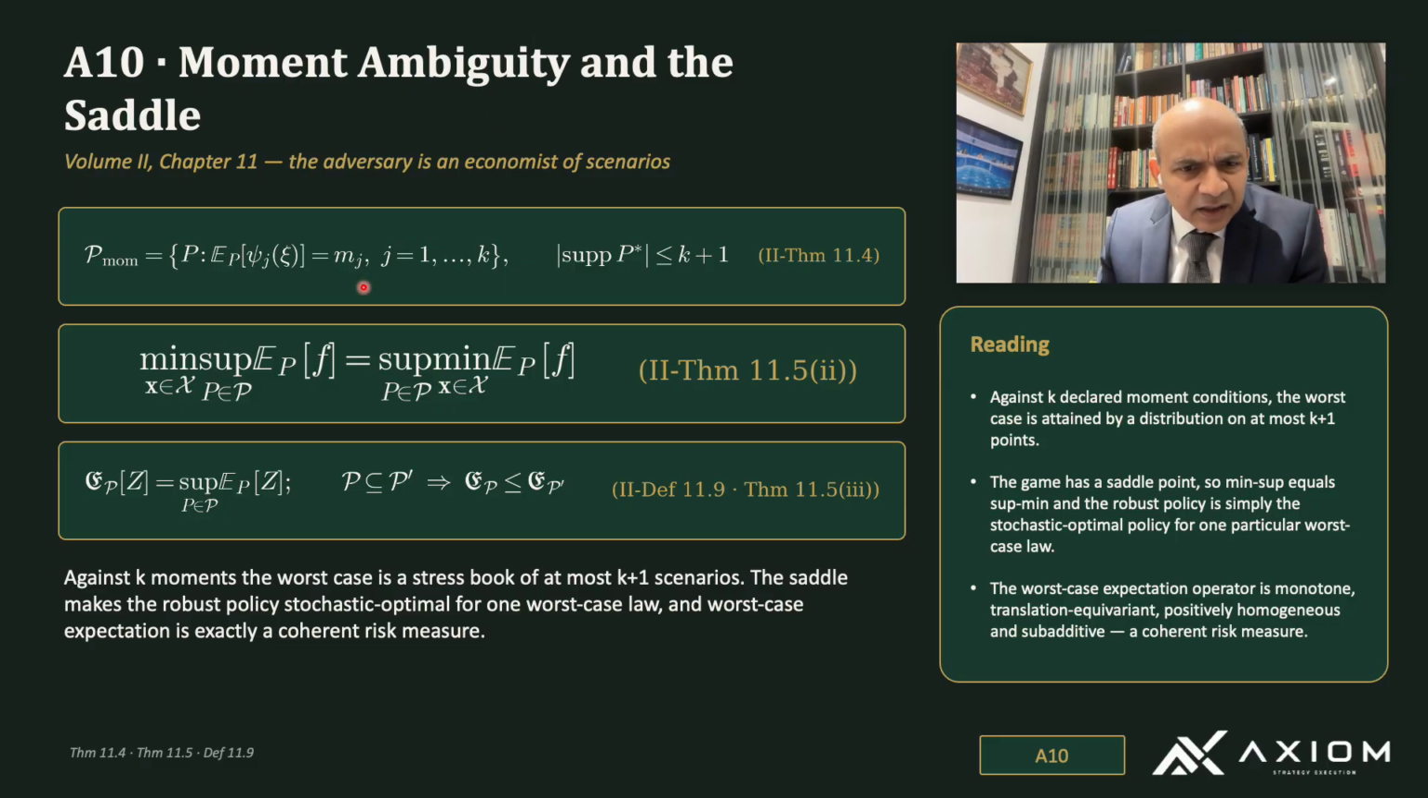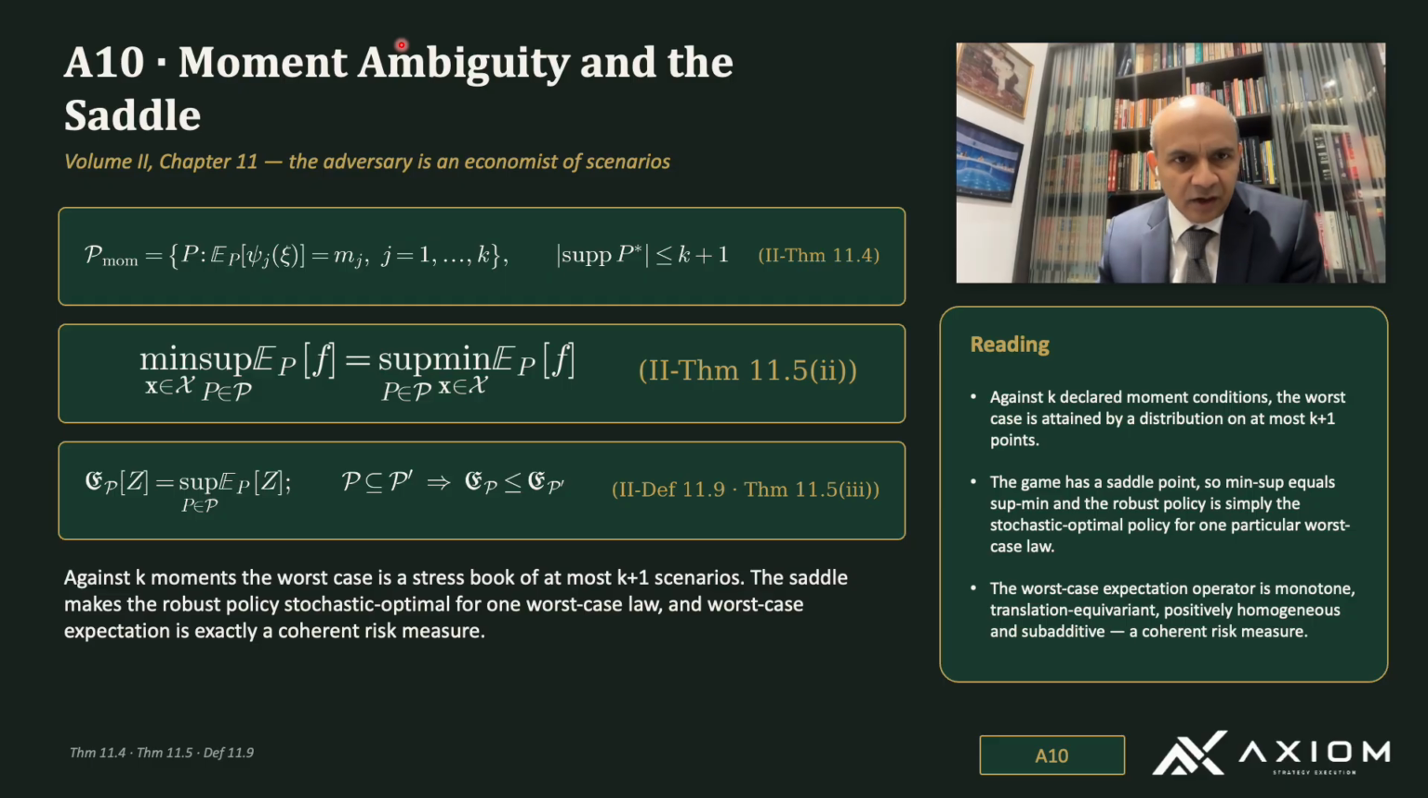So let's have a look at the first equation here, the moment-based ambiguity set, and you can see P sub MOM here. This defines the set of all probability distributions whose declared moments match the known values M sub j. So over here, M sub j. The support bound that's shown over here says that a worst case distribution can be represented using at most k plus 1 support points. Even though infinitely many distributions may match the moments, the worst case can be represented by only a few scenarios.